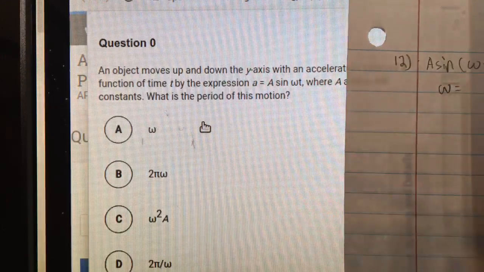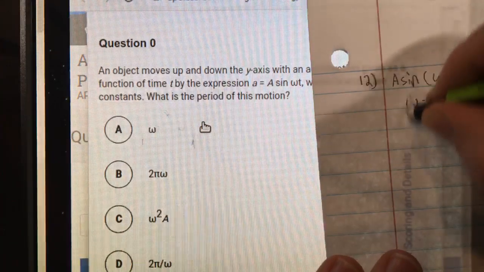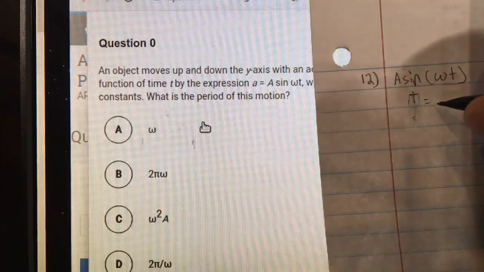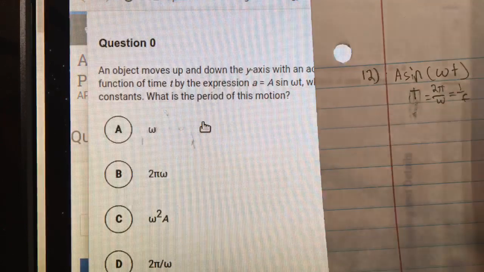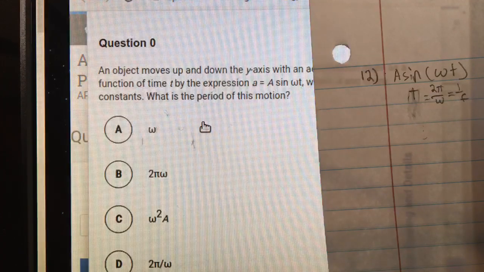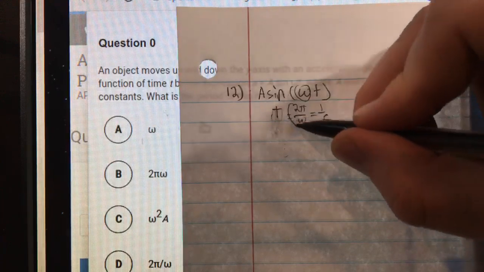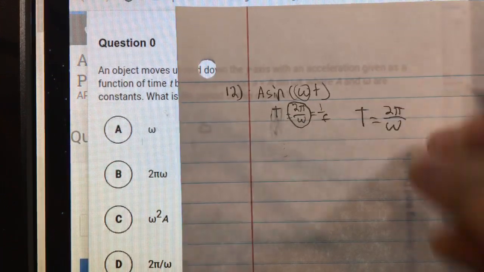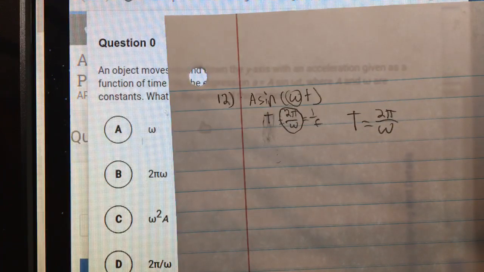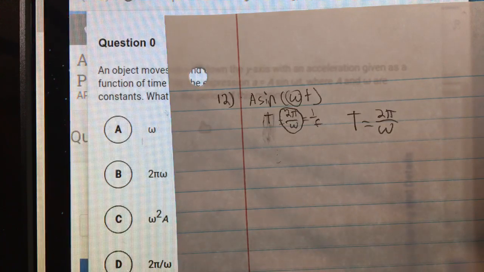For angular frequency, from our formula chart, let's see how they actually have it written. Oh yeah, they don't have it written like that. They have period is equal to 2 pi divided by angular frequency, which is 1 over frequency. That's pretty convenient because omega is written right here, I can just put it into this equation. So my period is just going to be 2 pi divided by angular frequency. So for me, that's D, but I do not know what that is for you.